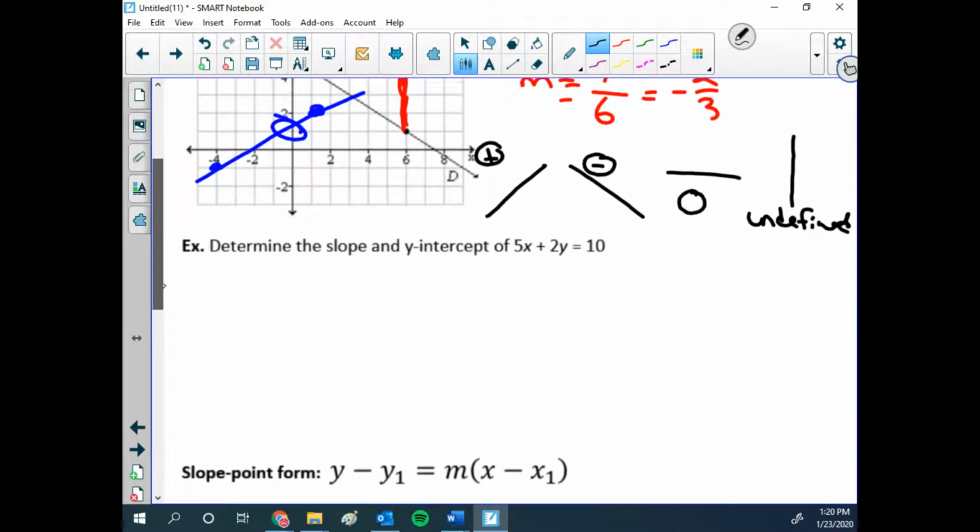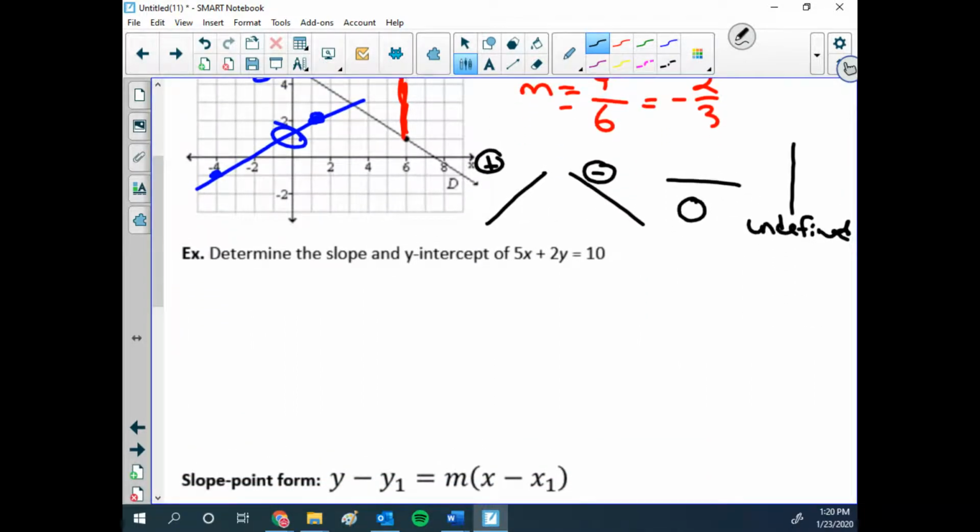All right. The next type of question, so determine the slope and y-intercept of this equation, 5x plus 2y equals 10. Could everybody do that, or should I go through it? I'm hoping that everybody could do that, but do we need to take a second to try it on our own, or what do you guys think? Okay, all right, take a second to do that then.